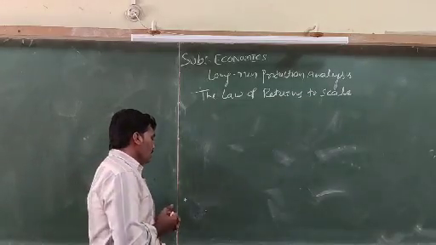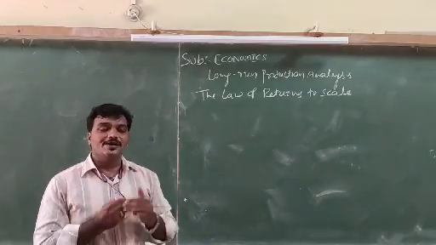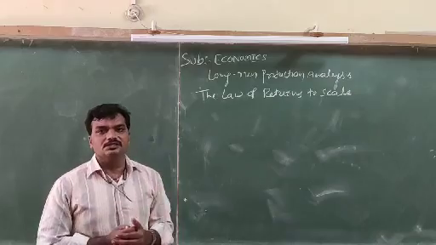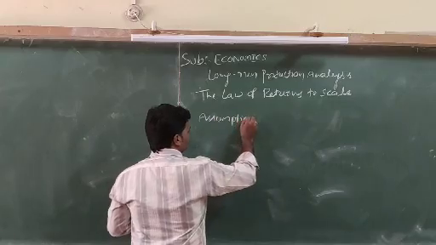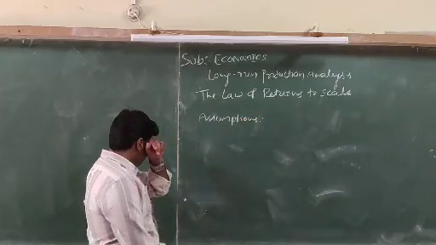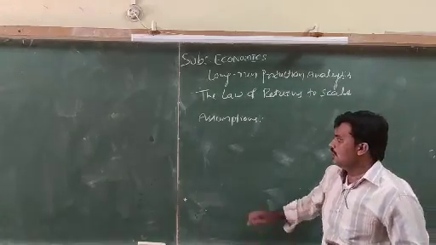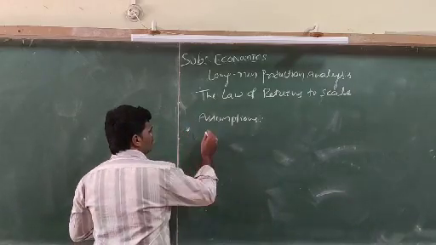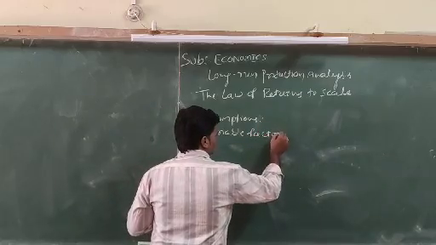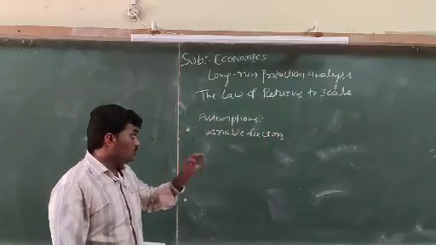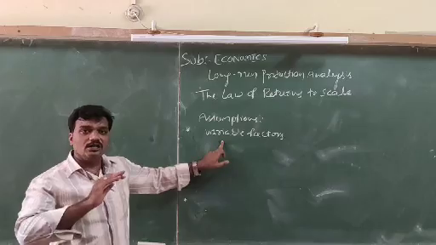Then the assumptions. Before we start the law, we study some assumptions. We assume some factors or some things. What are the assumptions of this law? The first assumption is that all factors of production are variable factors. It means the firm will change all its factors in the long run.